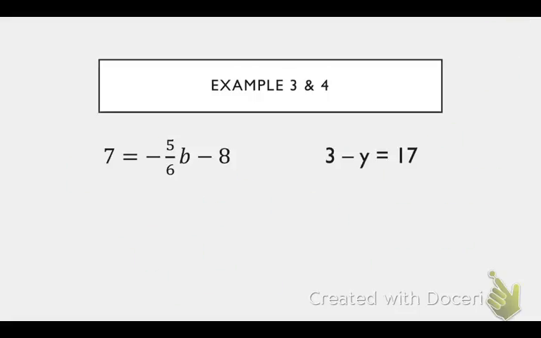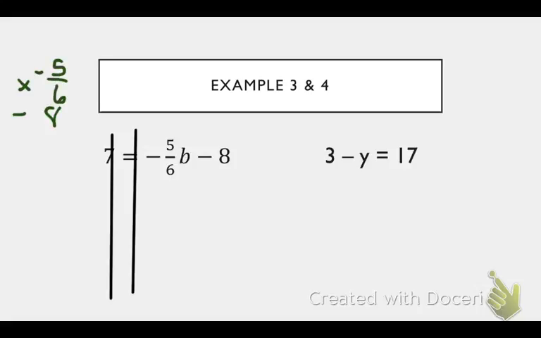Okay, in number 3, my goal is to isolate the variable, get two sides to my equation. This time, looks like it was multiplied by negative 5/6 first, and then 8 subtracted. So I'm going to get rid of the minus 8 by adding 8. 7 plus 8 would be 15 equals negative 5/6 b. Now, the negative 5/6 is held by multiplication, so the inverse would be multiplication, or I'm sorry, the inverse would be division.